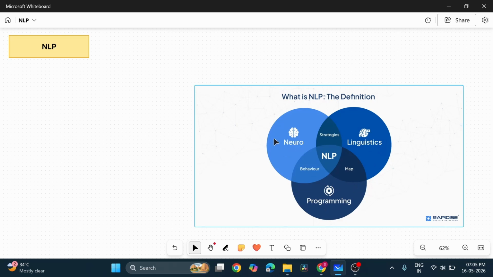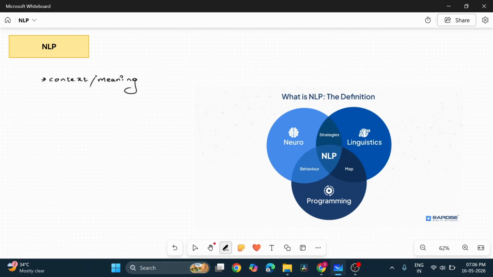So firstly, let's talk about what is neuro, guys. You can see in this Venn diagram, the first one is neuro. Neuro is nothing but understanding the context of the sentence. Mainly this neuro tells about the meaning or the context of the sentence. The word meanings and everything will be maintained in this neuro. This is natural human understandable knowledge. This is what we speak in our daily life, the language.